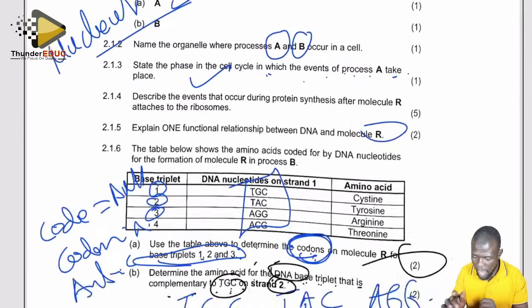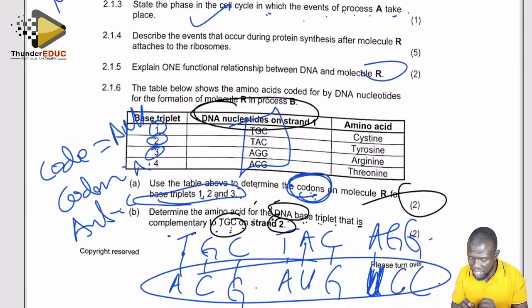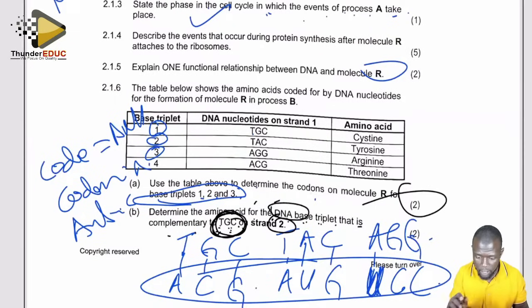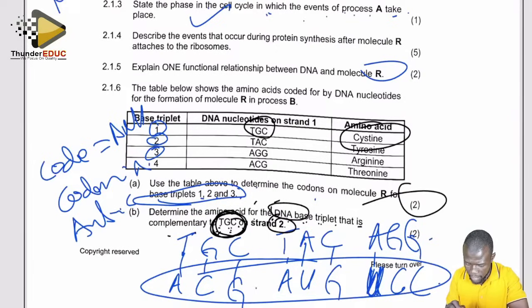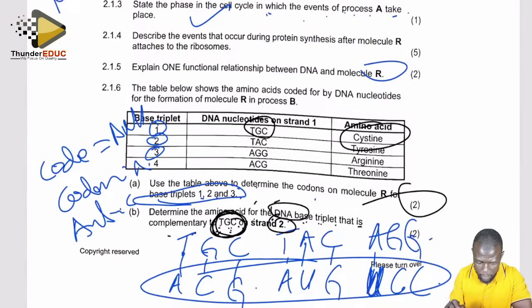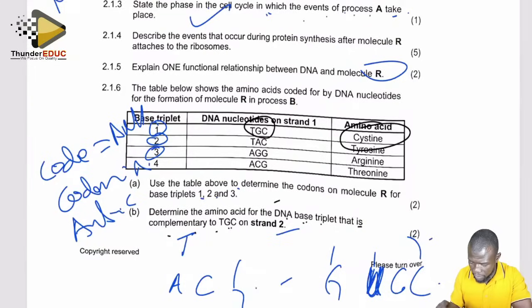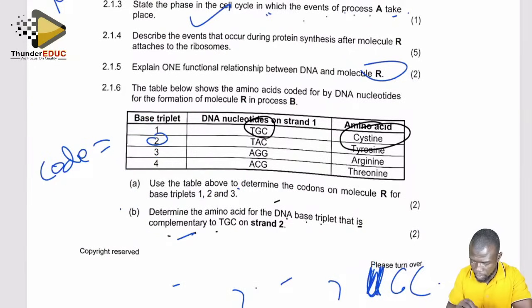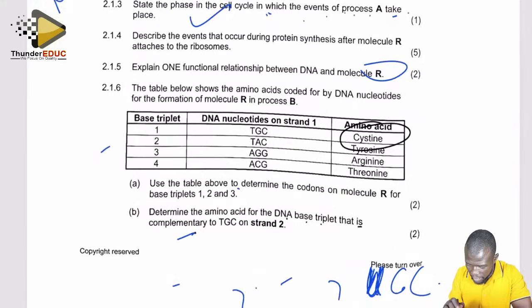Strand 2 is DNA, and what is here is also DNA. So since they are giving you DNA and they are looking for DNA, then definitely we are not changing anything. So it's going to be TGC. Let me clear it up. So it's going to be cysteine. Yes, the answer, let me check properly. Cysteine.